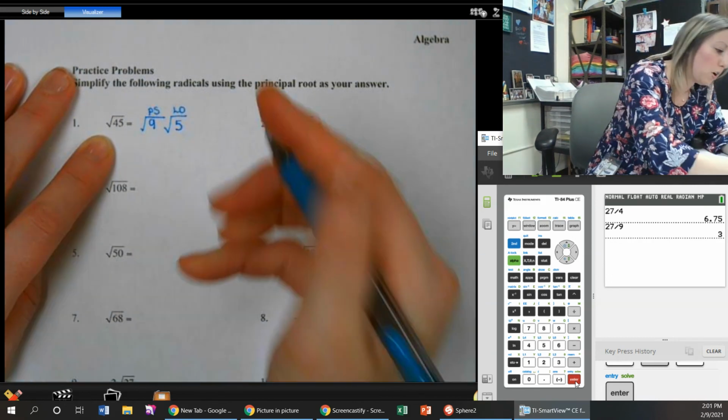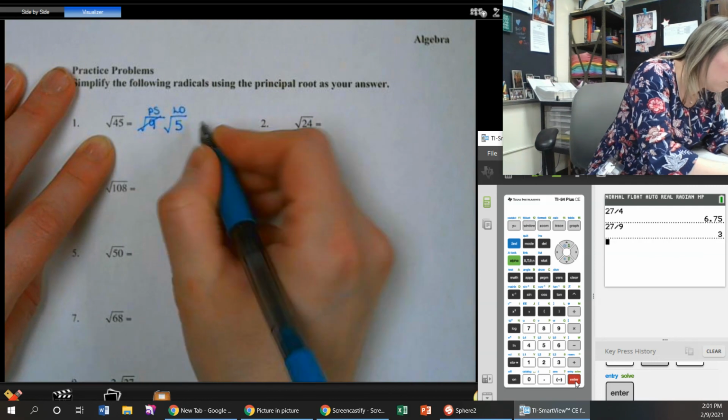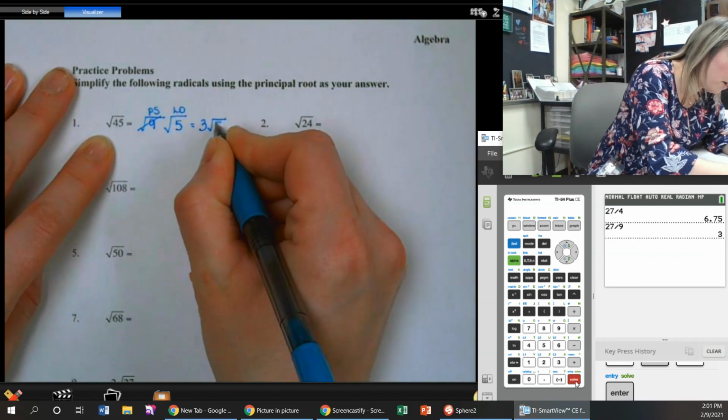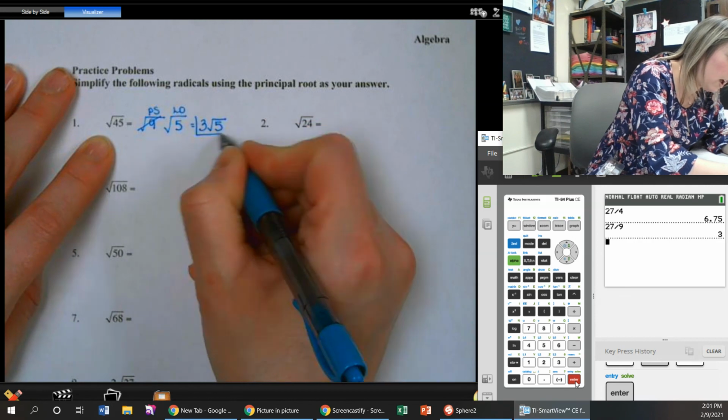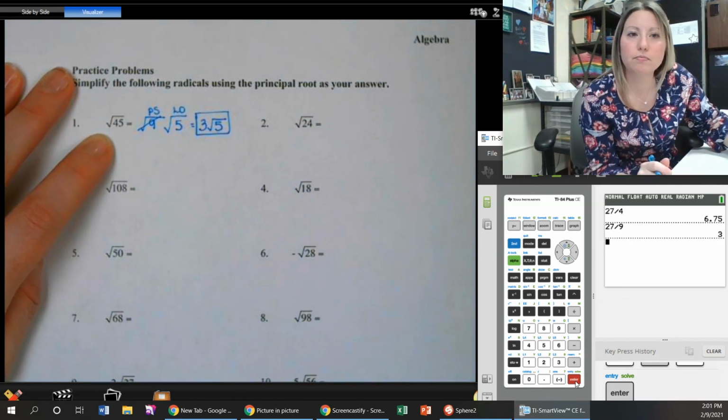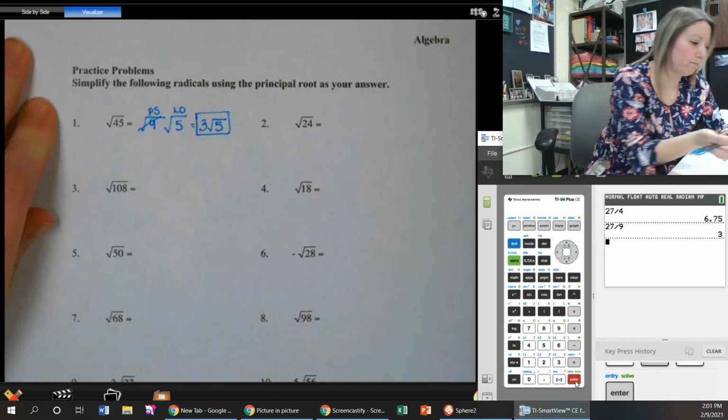Now you take the square root of the perfect square, which is 3, and you leave the leftover, which attaches by multiplication for the end result. 3 radical 5. Say it. Nice job.